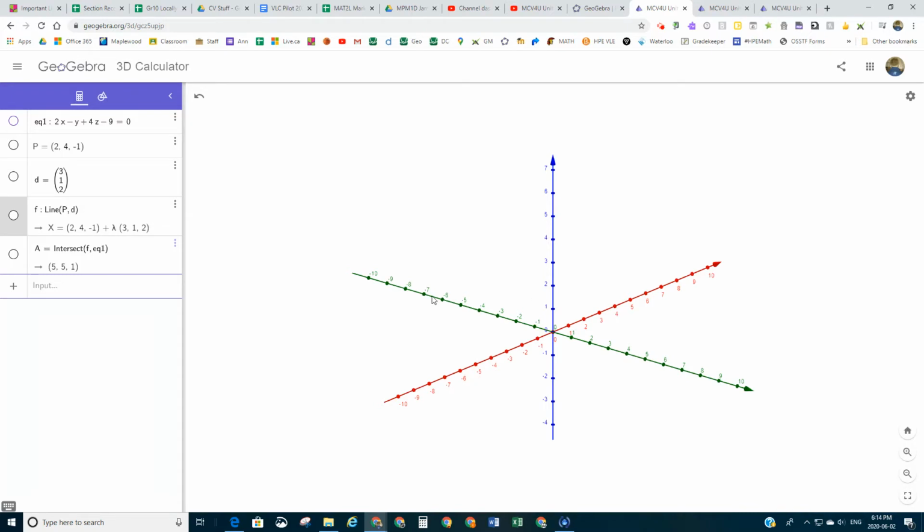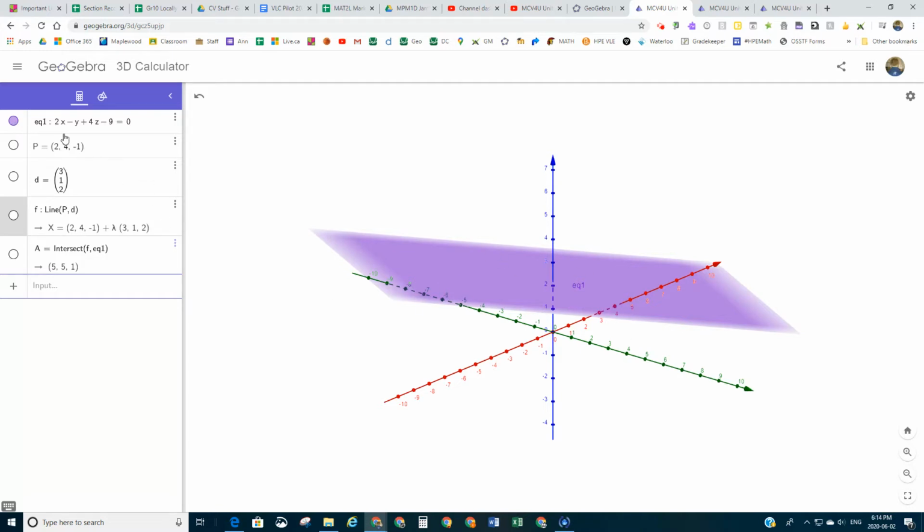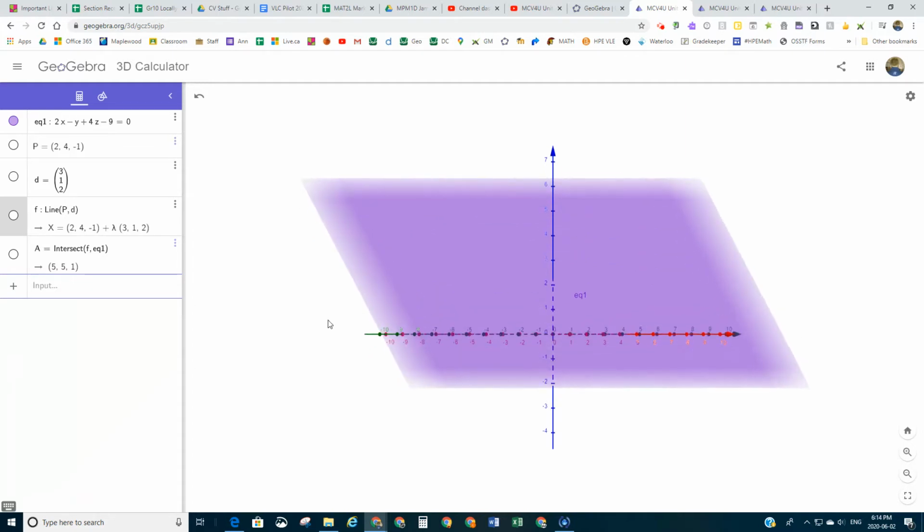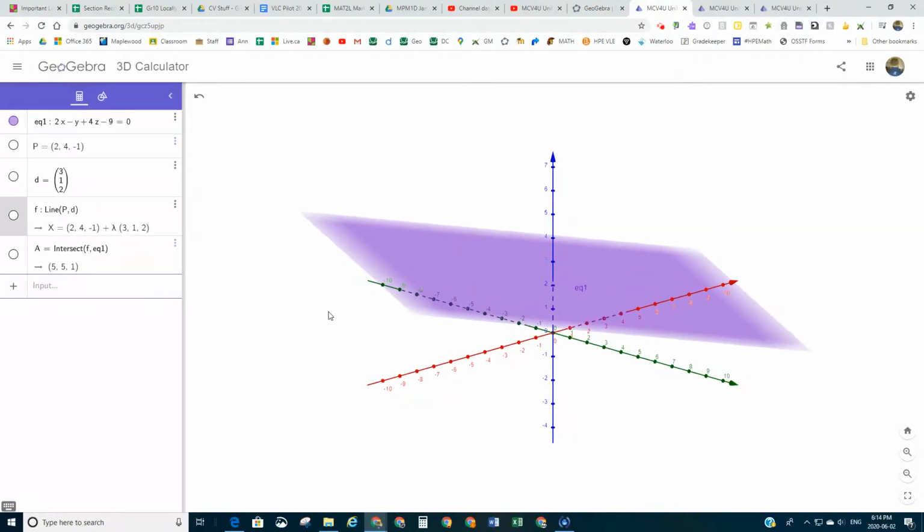But this is a great way to demonstrate the three things that I was trying to demonstrate with the pencil and the paper. So in the first example here, I've got a plane that is just outlined like there, 2x minus y plus 4z equals 9, and you can see that plane, okay? And it just sort of exists off in the space.